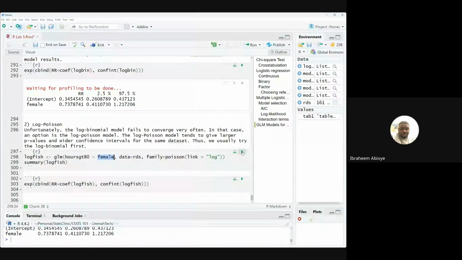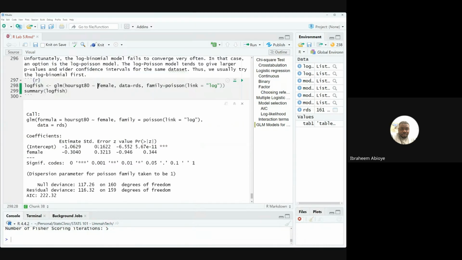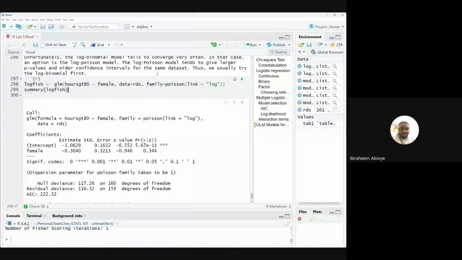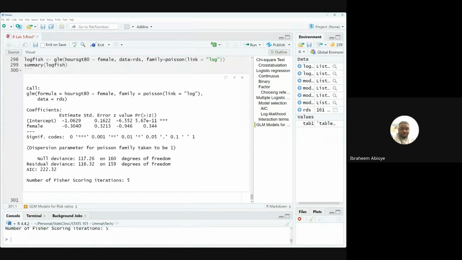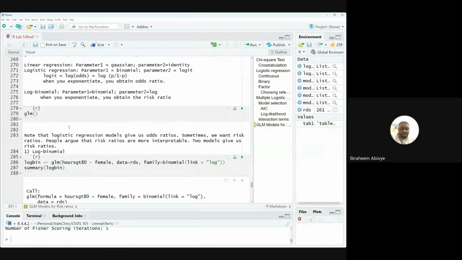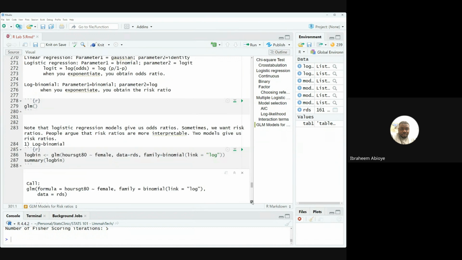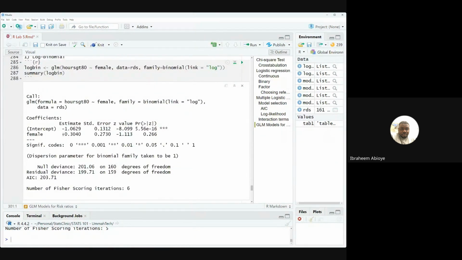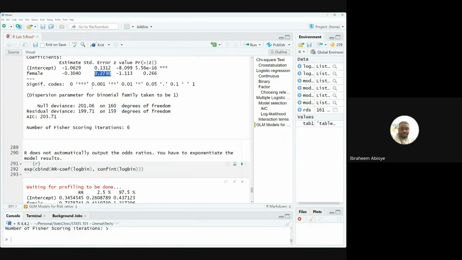So when we run this model, we will get a beta estimate that, as you can see, looks very similar to what we obtained with the log binomial. The variance is also the same. The p-values are very similar. The standard error is similar, but not the same. The standard error is more akin to what the p-value looks like.